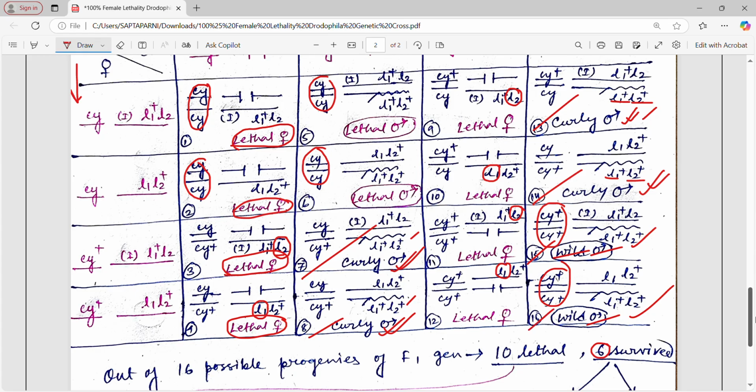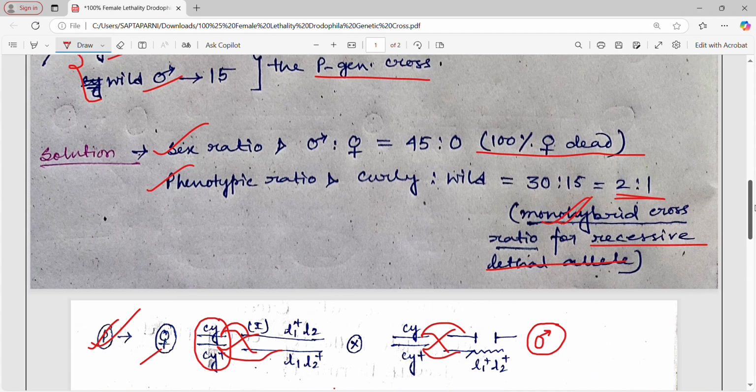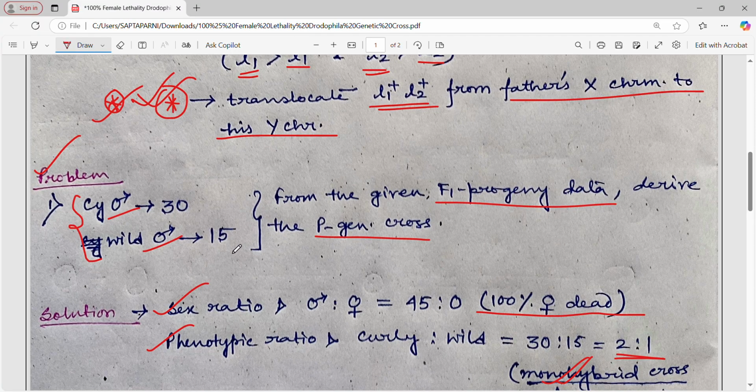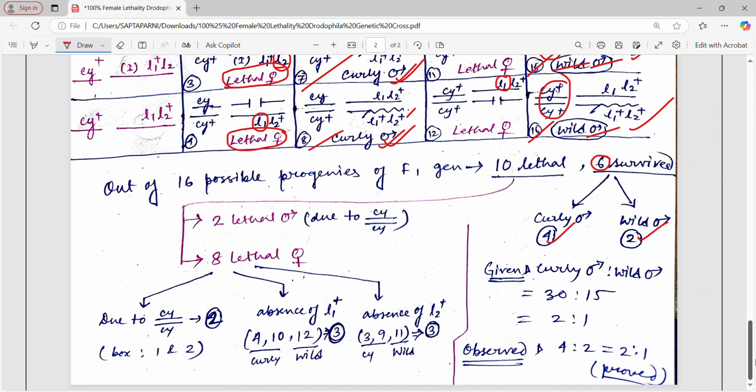wild males are there. In our given question, the sex ratio of Carly male to wild male was 30 to 15, that is 2 to 1. Let's see whether this ratio is similar in our observed checker box or not. It was given Carly male to wild male equals 30 to 15, equal to 2 to 1, and here we can observe that 4 Carly males and 2 wild males are there, so it is also 2 to 1. So our cross is correct, it is now proved, because the given and observed ratios are the same.